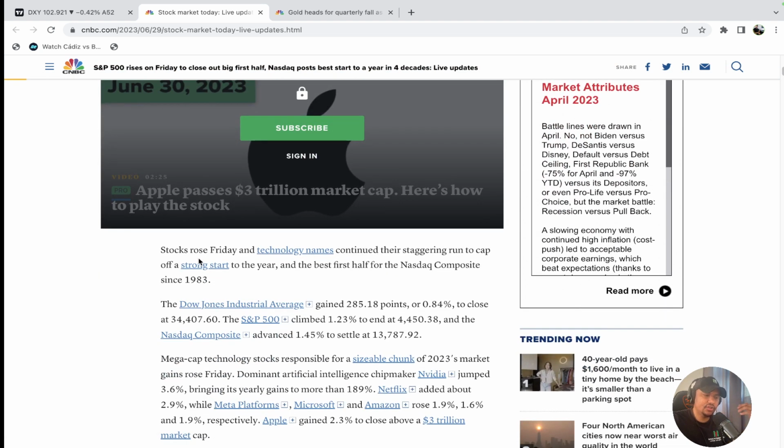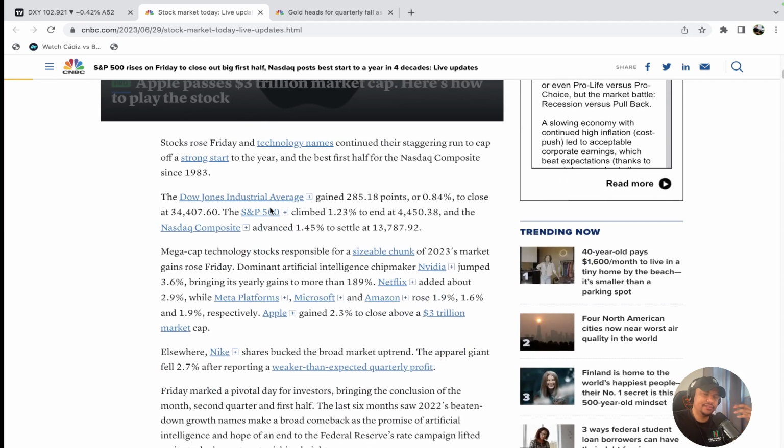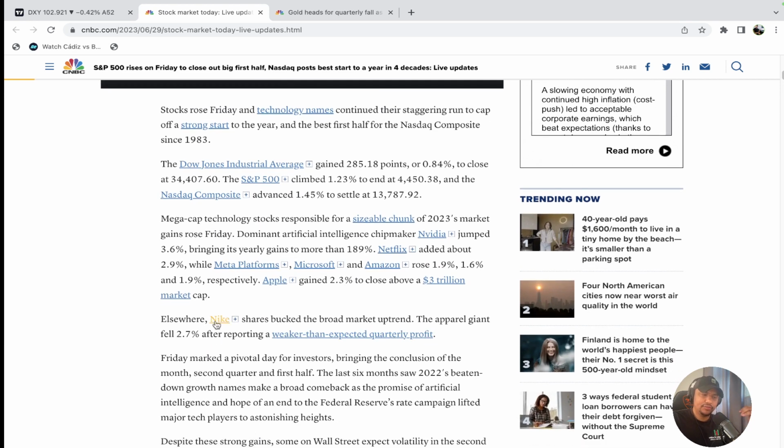the last time. It says US stocks were up on Friday. Technology names continued their staggering run to cap off a strong start to the year and the best half for the Nasdaq since 1983. It reminds me of when inflation was so high, and they said the inflation has never been as high as it is now compared to what it was a couple of years ago. So we basically got some news here telling us what the percentage gains were for the Dow Jones, the Nasdaq, and the S&P 500. Also what individual stocks were and where they were performing.